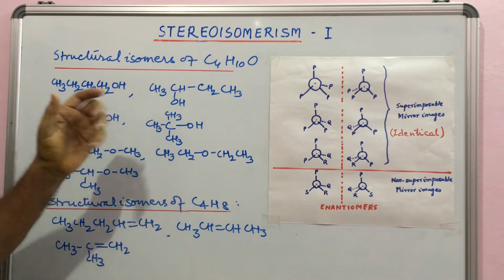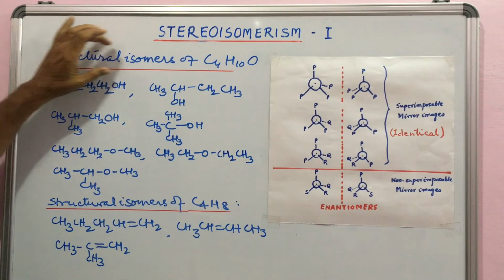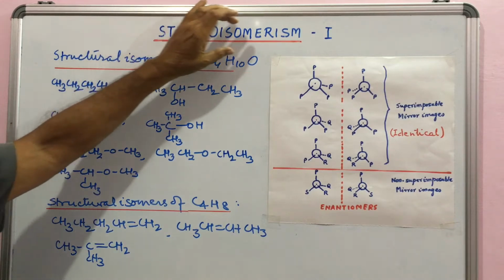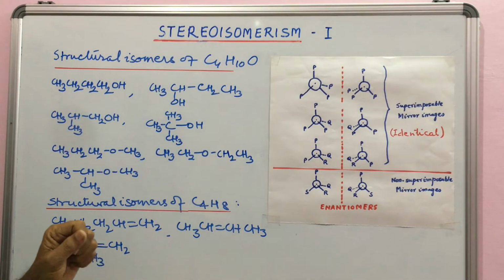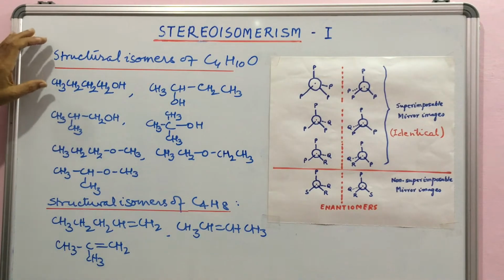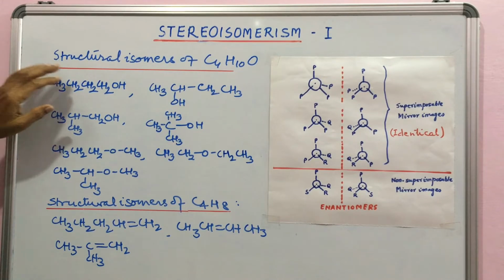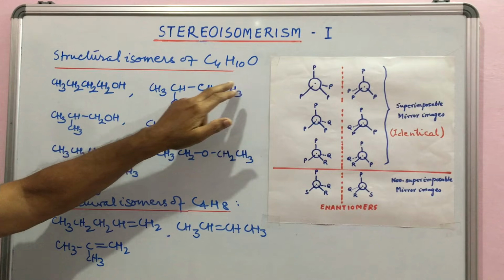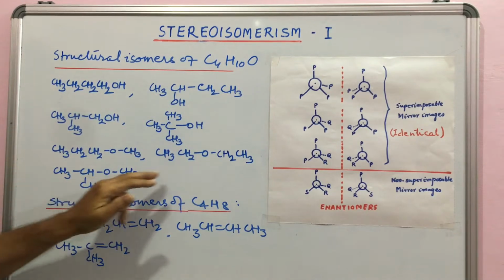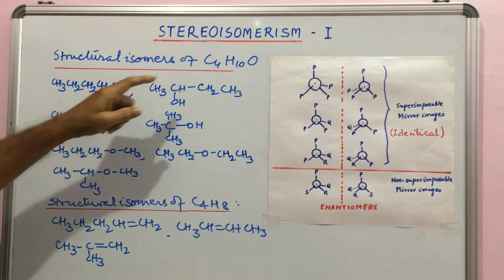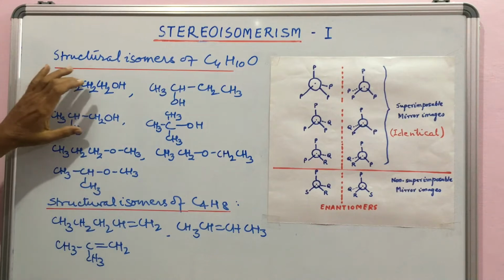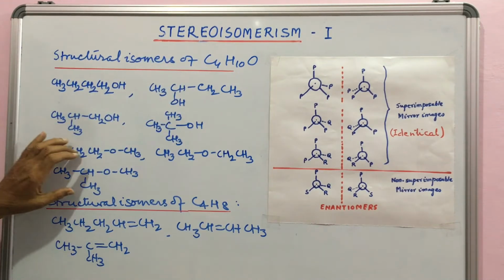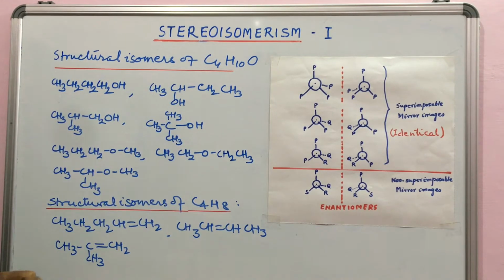Isomerism is of two types: structural isomerism and stereoisomerism. You are all familiar with structural isomerism. I have taken the example of C4H10O. We can write these 7 isomers for this formula. 4 are alcohols, 3 are ethers.